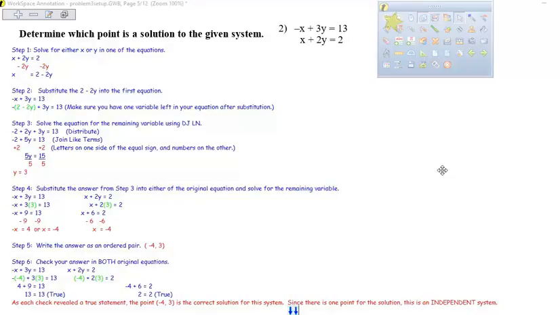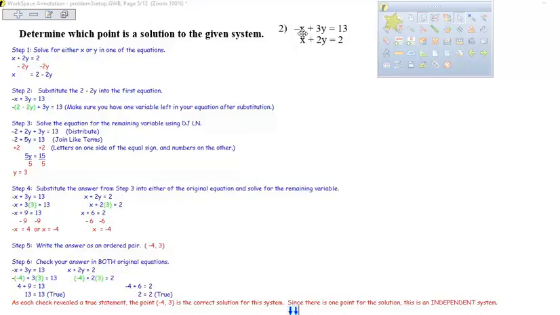Hopefully you did a trial on the second problem on your own. You may have gotten stuck a little bit there at the beginning because neither one of these equations is solved for x to begin with. But that's okay because we know how to solve for a variable.